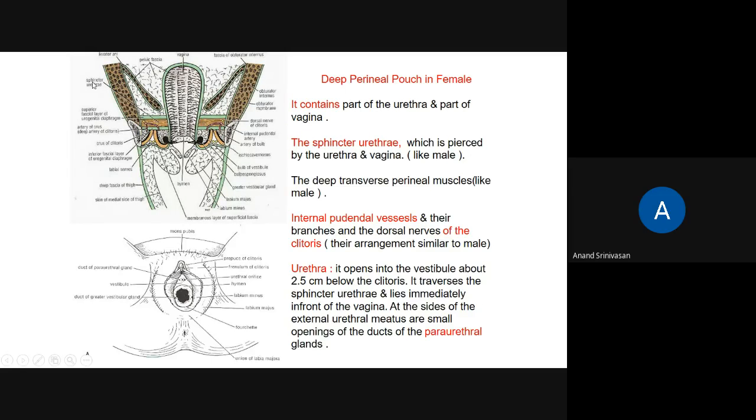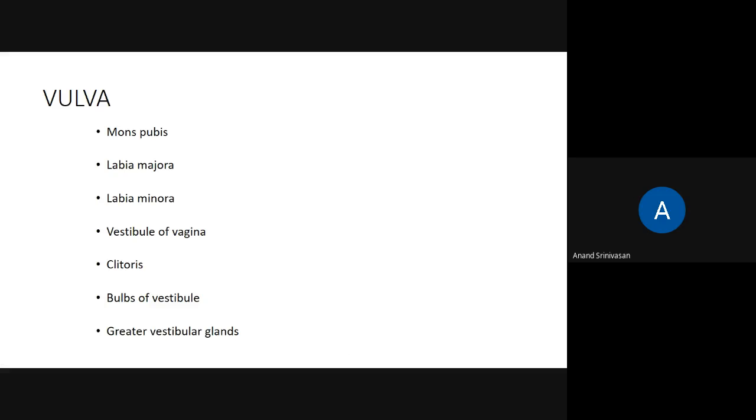The deep perineal pouch is almost the same, but there is no membranous urethra. There is only one urethra, and that is protected by the sphincter urethrae. Posteriorly you can see the vaginal part, supplied by the internal pudendal vessels. The urethra might have some ducts called paraurethral glands. So, the vulva.